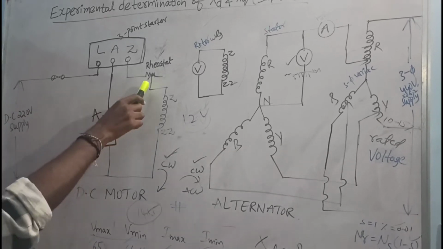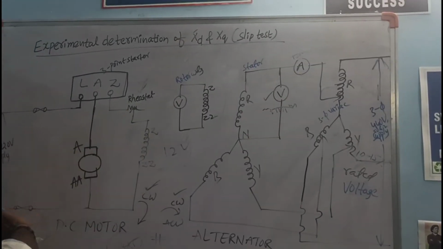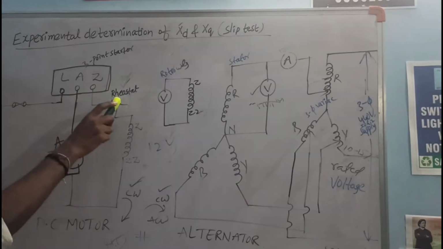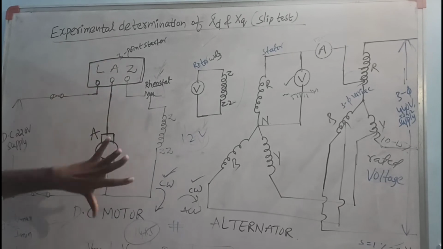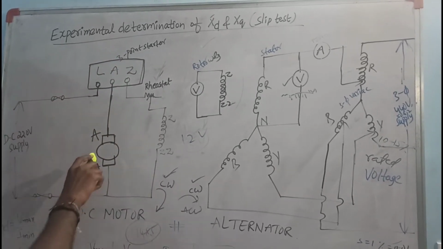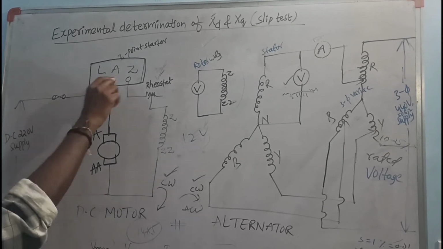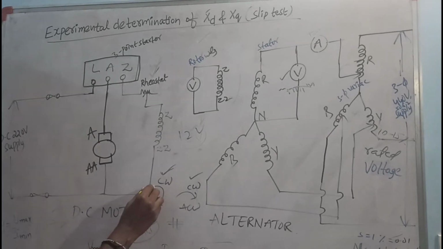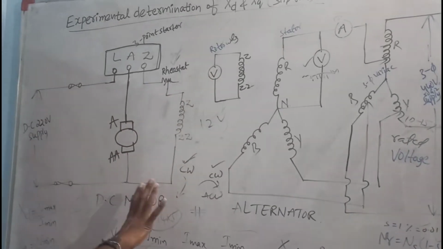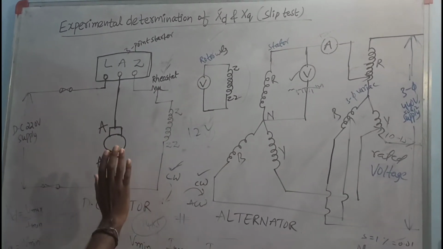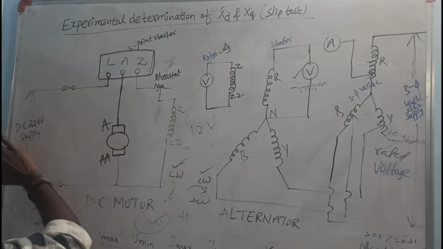Then by using this rheostat, simply start the experiments. Switch on the motor by using this 3-point starter and slowly run the motor. Just observe the direction of this motor. If it is clockwise, then okay, no problem. Then switch off this DC motor supply.